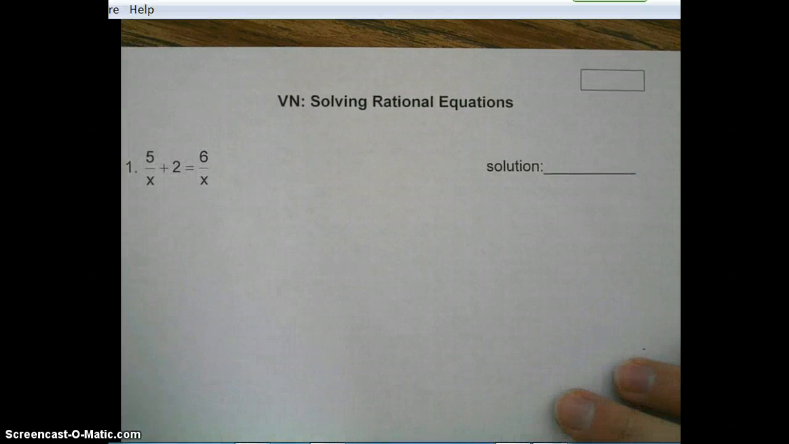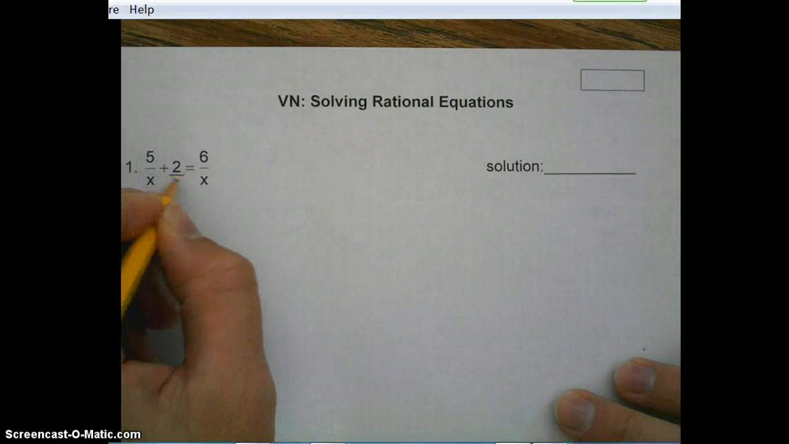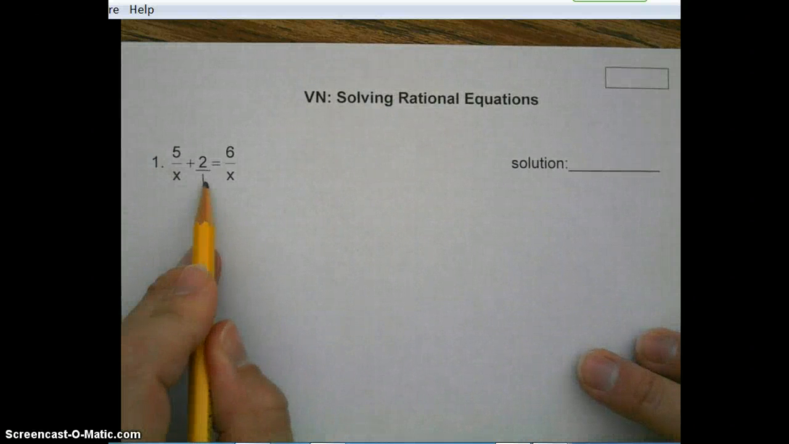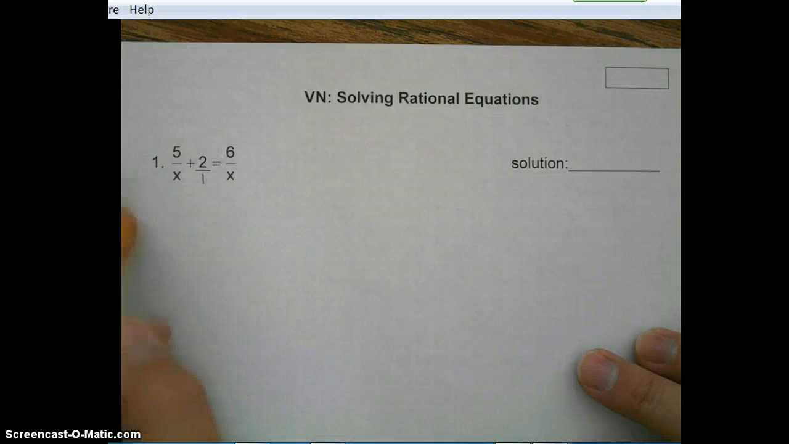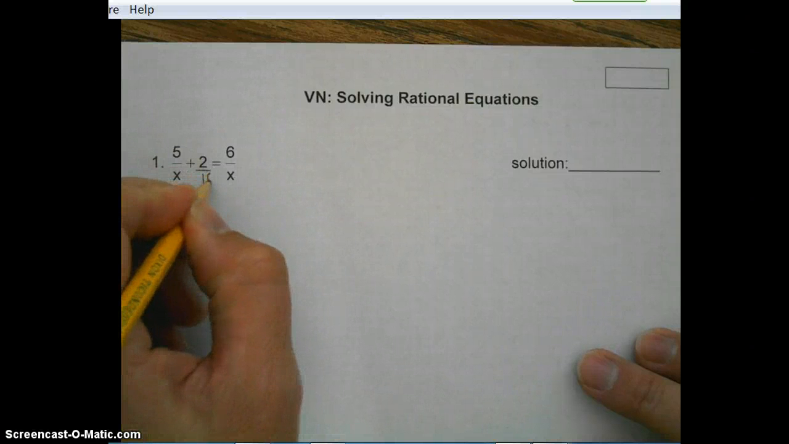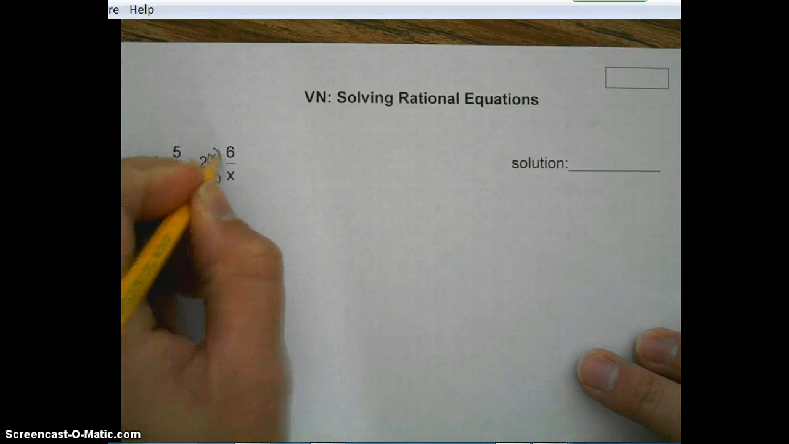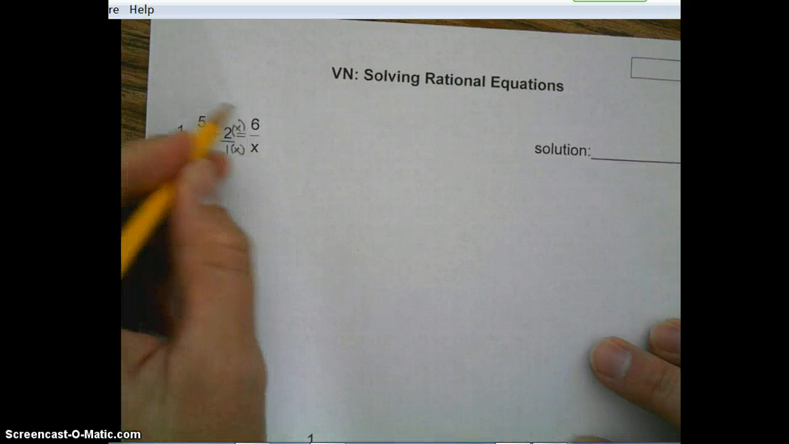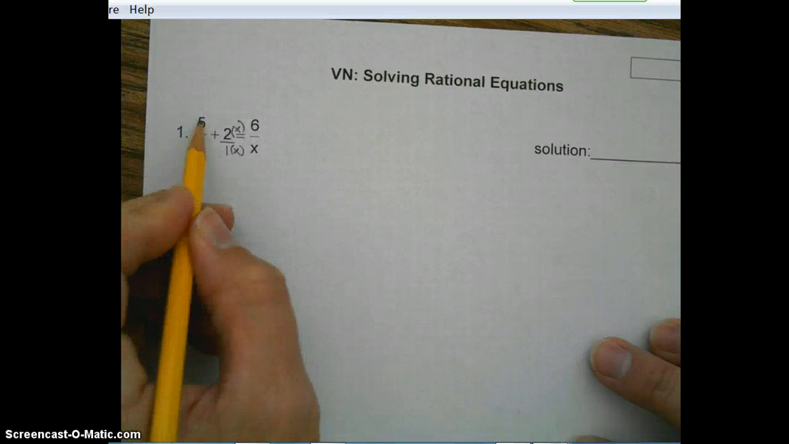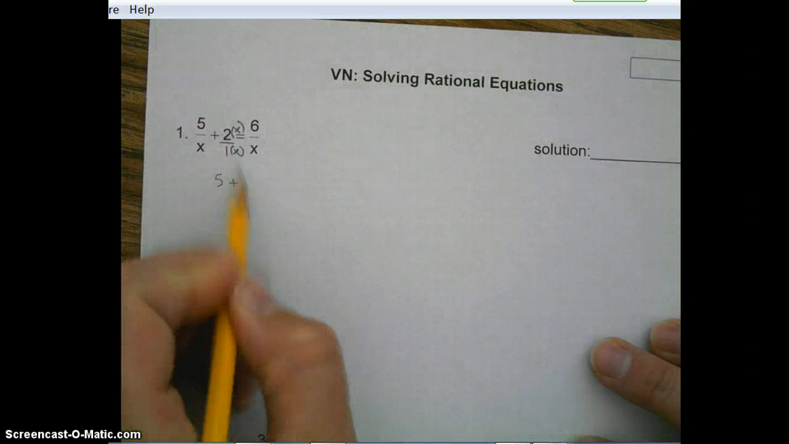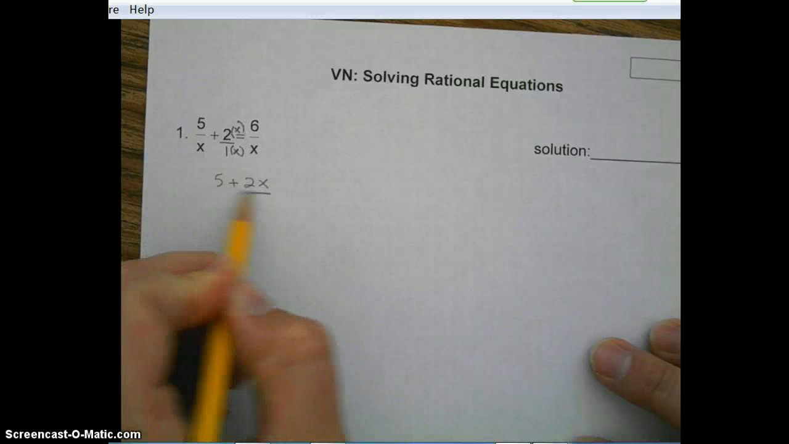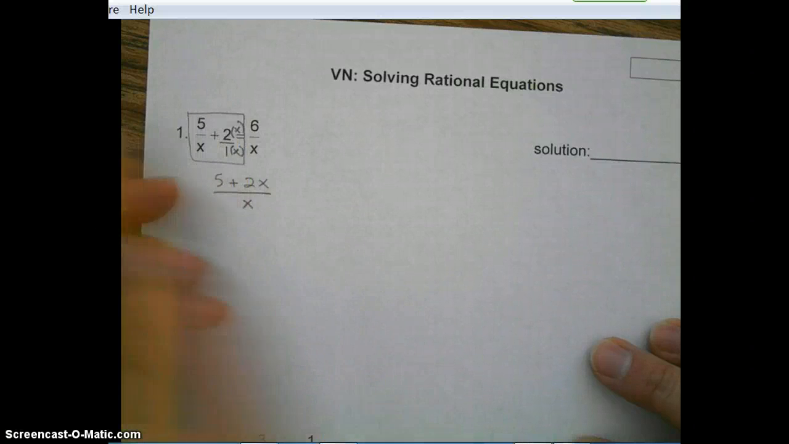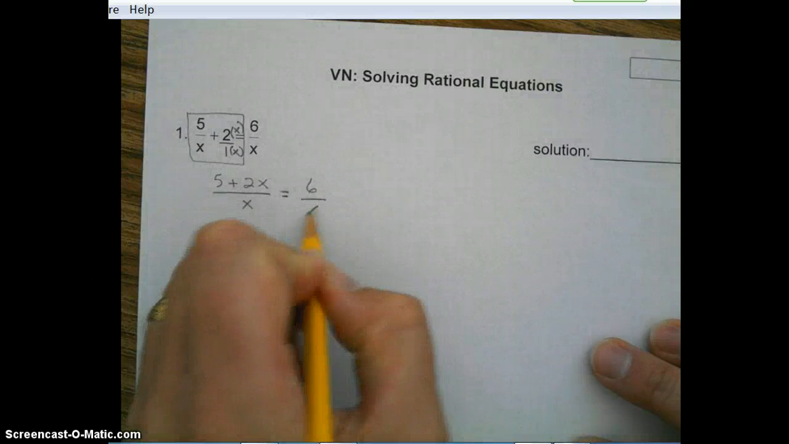Okay, so first thing we're going to do here is get a common denominator. So I'm going to put my 2 over 1. And obviously we have an x, we have a 1, and we have an x. So I'm going to make this an x. So this is going to need an x. So now I have a common denominator, an x and an x and an x. Now I want to go ahead and combine these two here if I can. So I'm going to have 5 plus 2x over x. I'm going to have that on the left. That's going to be the left side of my equation equals 6 over x.